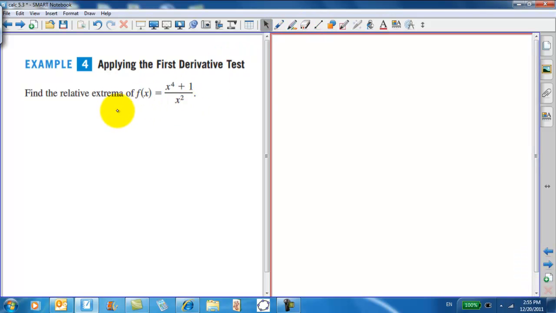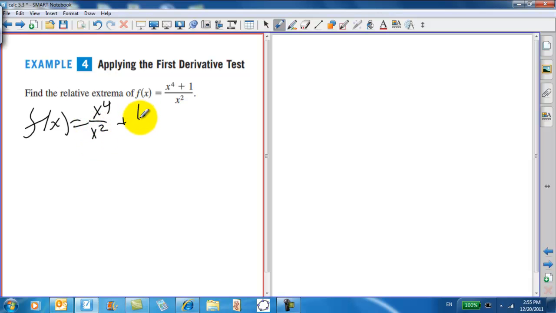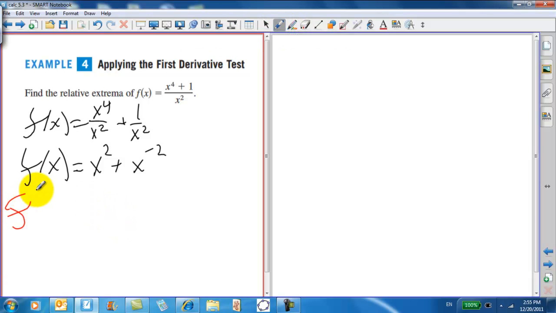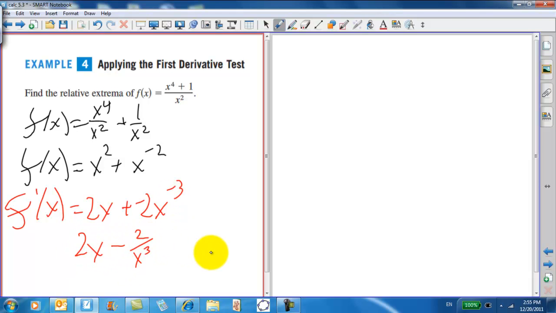First we start by doing the derivative, and there's many ways to do the derivative here. We could leave it in this form, or actually change it to f of x equals x to the 4th over x squared plus 1 over x squared, and we can avoid having to do that whole quotient rule thing, right, as x squared plus x to the -2. Now the derivative is just 2x plus -2x to the -3. So we have a derivative of 2x minus 2 over x cubed.